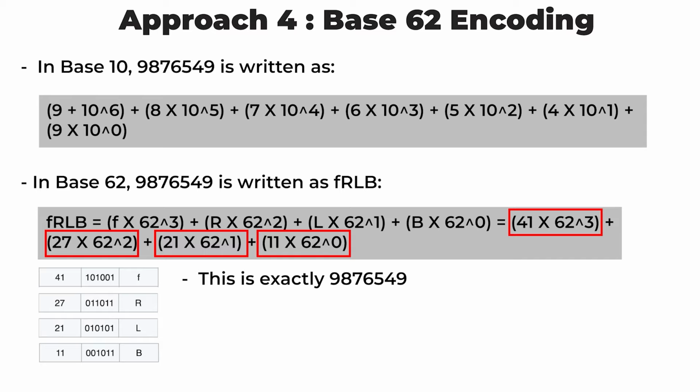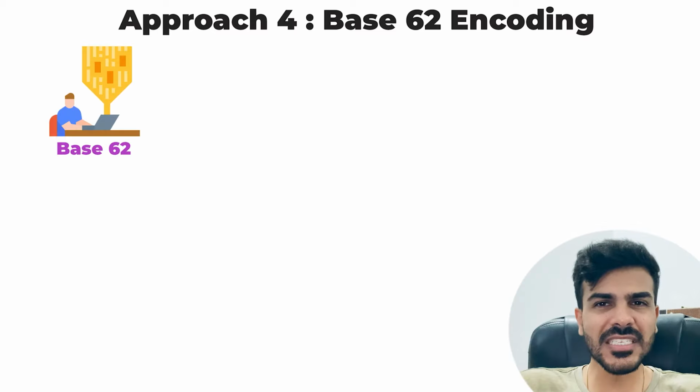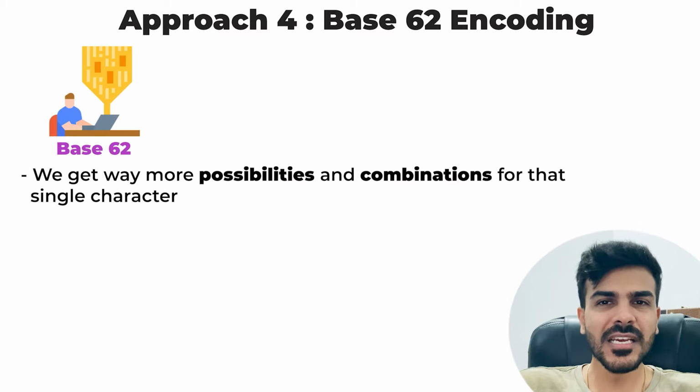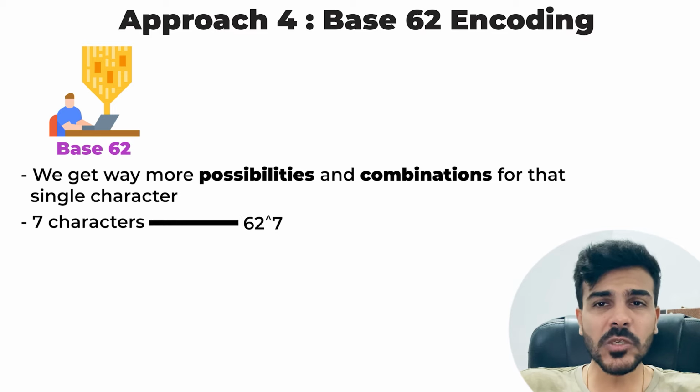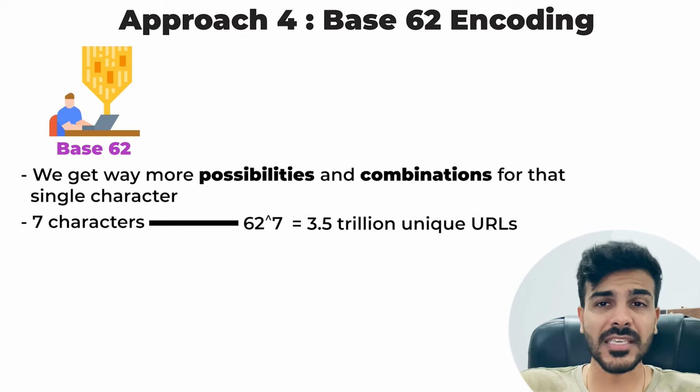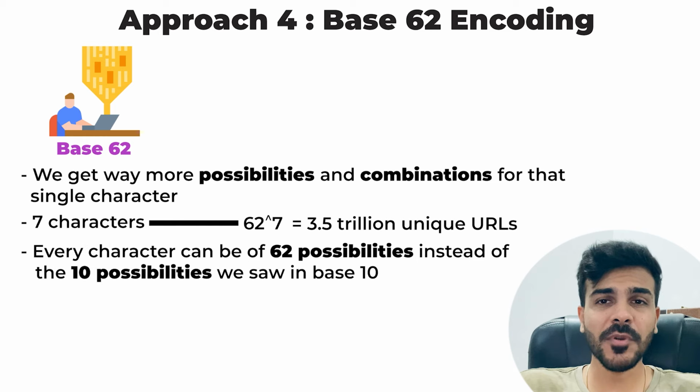So effectively, what did we do? Using base 62, it helped us to give way more possibilities and combinations for that single character. For example, with just 7 characters, we can generate 62 to the power 7. That is 3.5 trillion unique URLs. Why 62 to the power 7? Because every character can be of 62 possibilities instead of the 10 possibilities we saw in base 10.